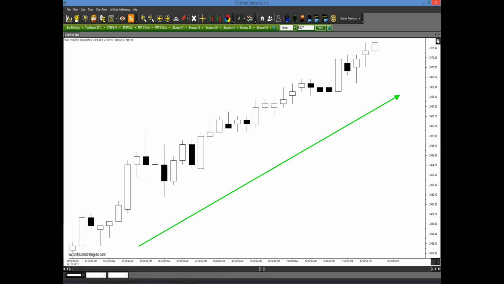Now, I know a lot of you don't trade stocks. You say, Steve, this is great, but I don't trade stocks. I don't invest long term. I'm an intraday trader of the futures. Okay, let's look at the E-mini S&P.